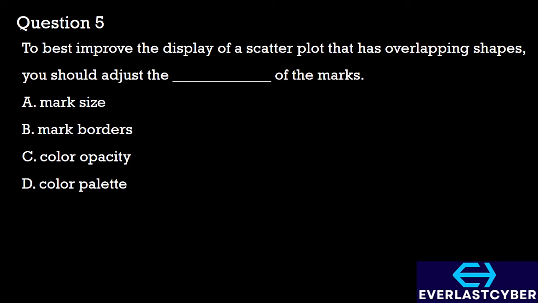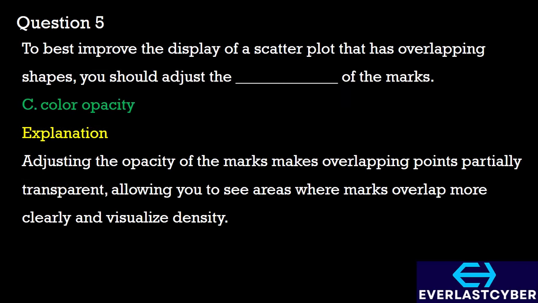In option D, changing the color palette might improve visual differentiation, but it won't solve the issue of overlapping marks. So, out of these options, we'll be going with option C. To improve a scatter plot with overlapping shapes, it is better to adjust the color opacity so that it will make the overlaps more visible.